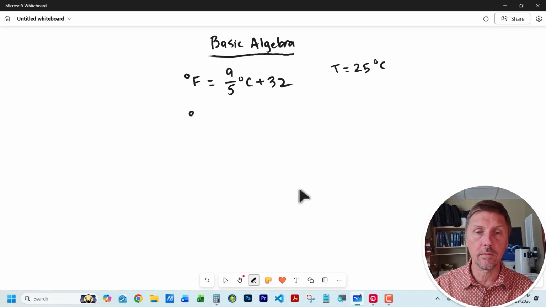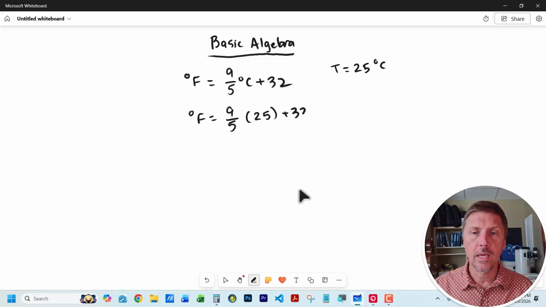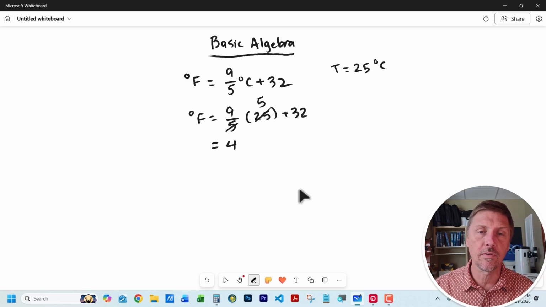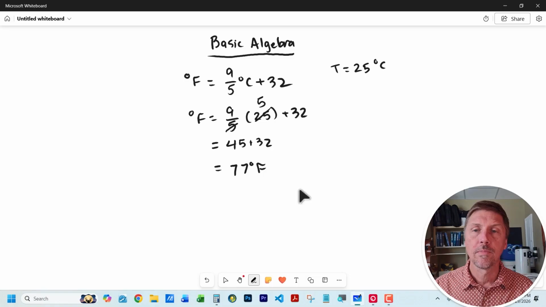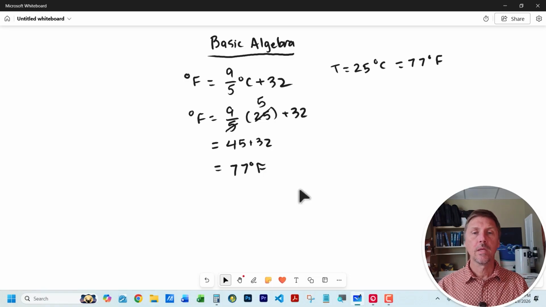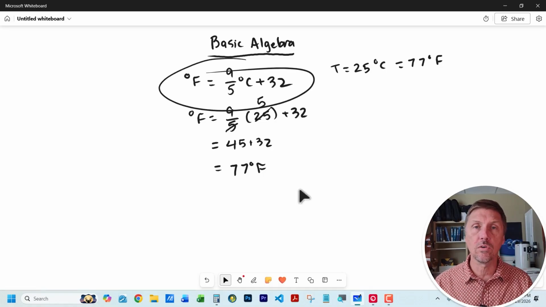And so you would just take it, and most students with this would be like, no problem at all, right? You would plug in 25 for degree C. And some of you would break out your calculators. What I would hope you would do is you would recognize that 5 will go into 25 5 times and realize, oh, I could totally do this in my head. 9 times 5 is 45 plus 32. And then 45 plus 32 is going to be 77 degrees Fahrenheit. So 25 degrees Celsius is equal to 77 degrees Fahrenheit. Okay? So if I gave you this equation here, most of you would have no trouble doing that.